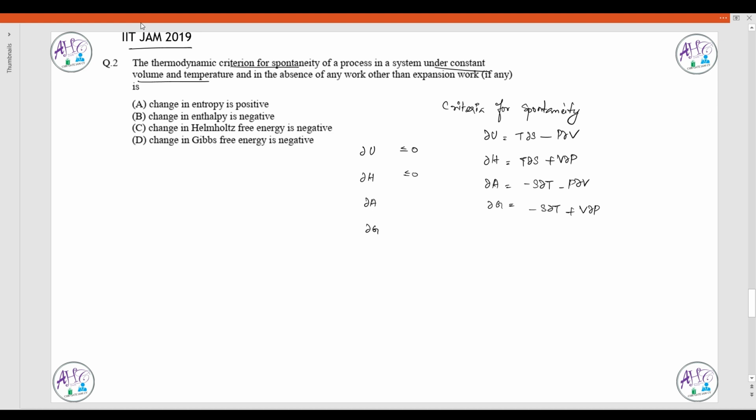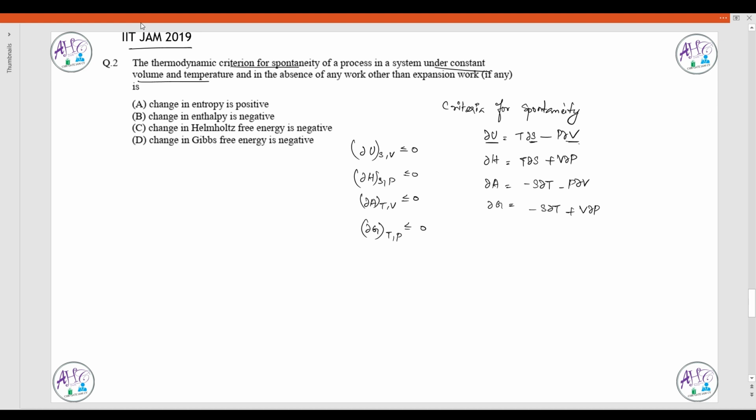All this is going to be less than or equal to 0. And we also know that this changes with respect to energy, entropy and volume. So when energy changes, what are the variables that change? Entropy and volume. So S and V will be constant. Likewise for enthalpy, S and P will be constant. For Helmholtz, temperature and volume will be constant. And then comes Gibbs, where temperature and pressure will be constant.